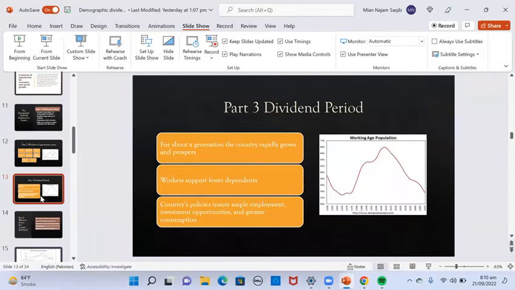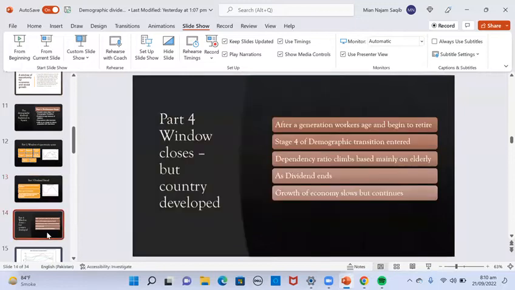Part 3 is basically where the dividend period comes about. For a generation, the country rapidly grows and prospers. Workers support fewer dependents. And when the country's policies ensure ample employment, investment opportunities, and great consumption, the dividend period is going to be brought about. As you can see in the graph, the working age population has reached its peak at 2010.